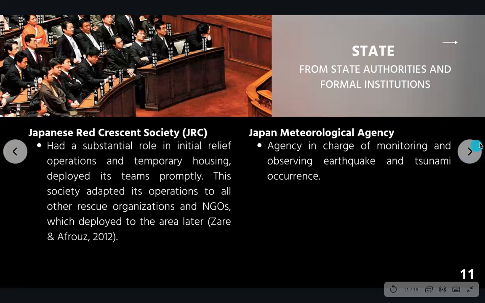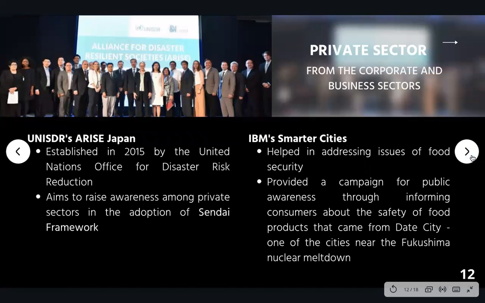Moving forward to the private sector, the United Nations Office for Disaster Risk Reduction's ARISE Japan was established in 2015. It aims to raise awareness among private sectors in the adoption of the Sendai Framework. IBM also played a key role in the response during this disruption. They helped address issues of food security by providing a campaign for public awareness regarding safety of food products from Date City, one of the cities near the Fukushima nuclear meltdown.